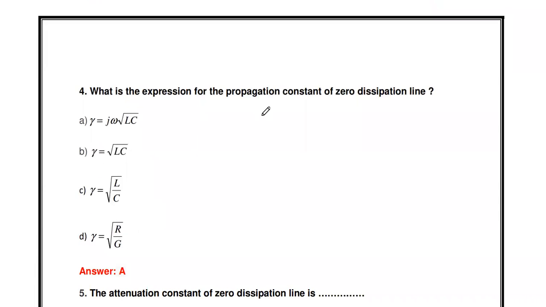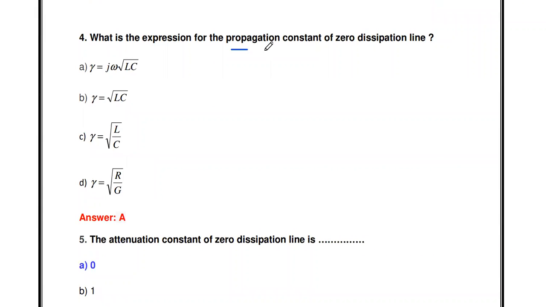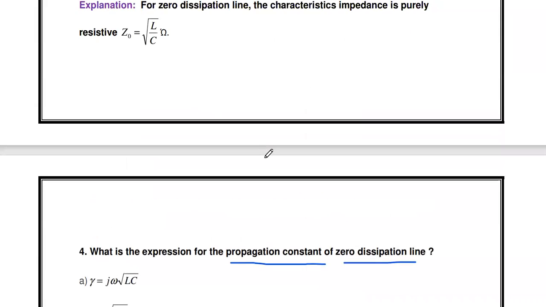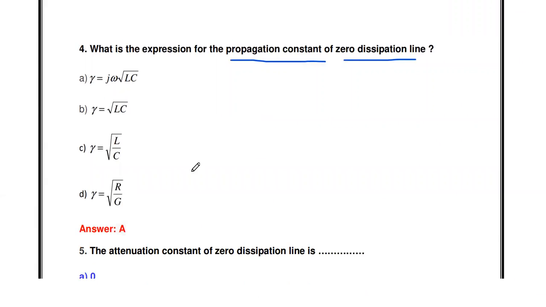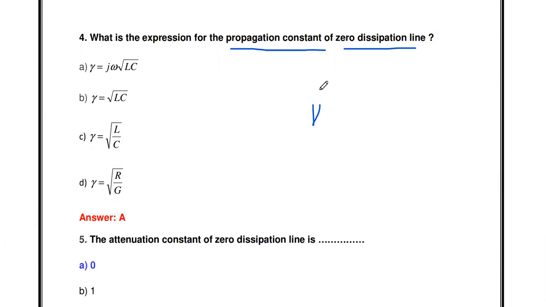Then the next one: what is the expression for the propagation constant for a zero dissipation line? The characteristic impedance we discussed in the previous question. For zero dissipation line, the characteristic impedance is purely resistive, whose value is square root of L by C. Similarly, what is the propagation constant, eta? The propagation constant for the zero dissipation line is j omega into square root of LC. So the propagation constant eta equal to j omega into square root of LC.